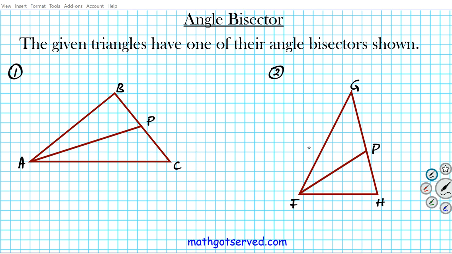All right, let's take a look at some examples. In all the triangles that we're going to be dealing with, the examples and your practice problems, you're going to have a triangle with one of the angle bisectors shown. So in question number 1, if the measure of angle BAP is equal to 30 degrees, the task is to find the measure of angle BAC.